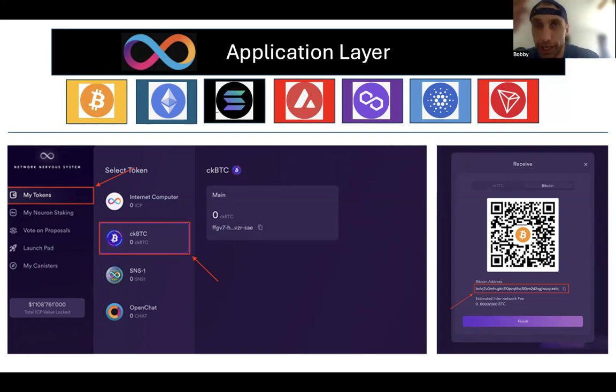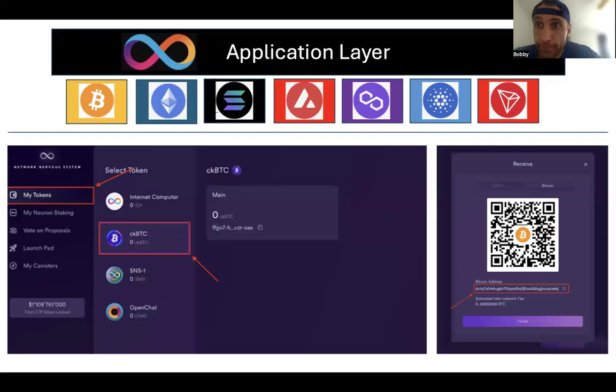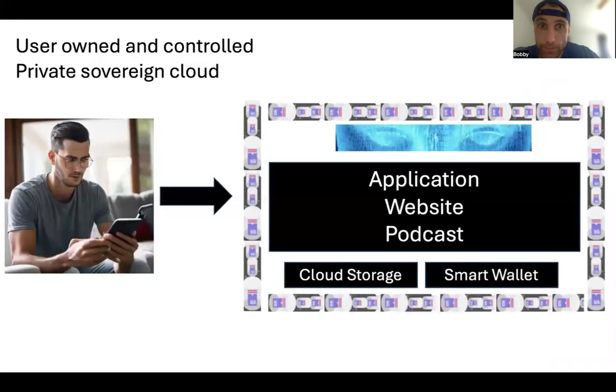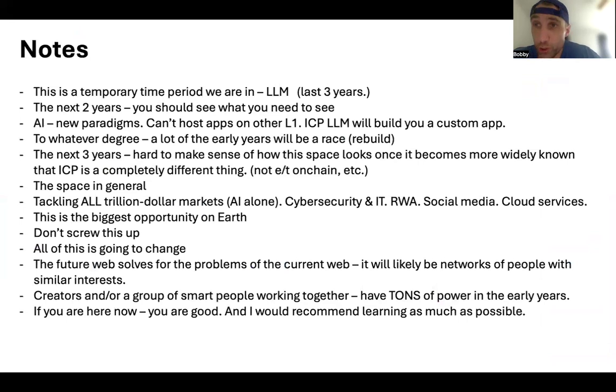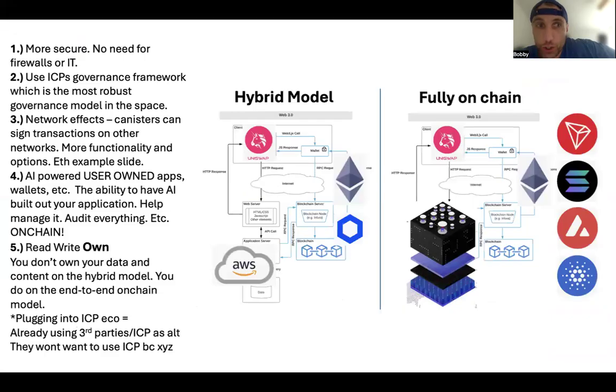And that's when you start to lose sight of the fact that this is the biggest opportunity of all time that I've seen in my lifetime. Don't screw this up. All right? Don't screw this up. And everything's going to change. Guys, they're tackling every single $1 trillion market. Think of every single $1 trillion market that you possibly can. ICP is going after it. This is going to get so crazy. This is going to get so insane.